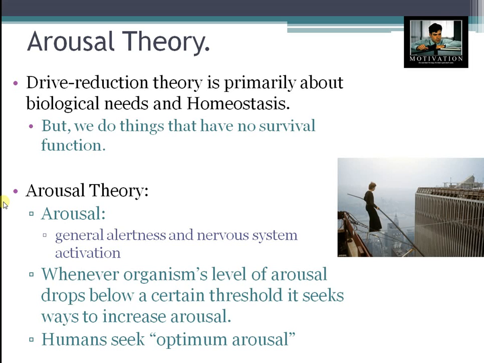Now, this optimum level might be different for different people. So this person on the tightrope here clearly has probably a higher level of optimum arousal, right? People who are stuntmen, the Red Bull guy who jumped out of the space capsule and did a free fall to Earth for 20,000 feet, right? These people probably have a higher threshold than a person who might be completely satisfied to kind of sit on the couch and play video games. But the idea is we look for this optimum arousal, and whenever our arousal drops below that optimum level, we seek ways to increase that.